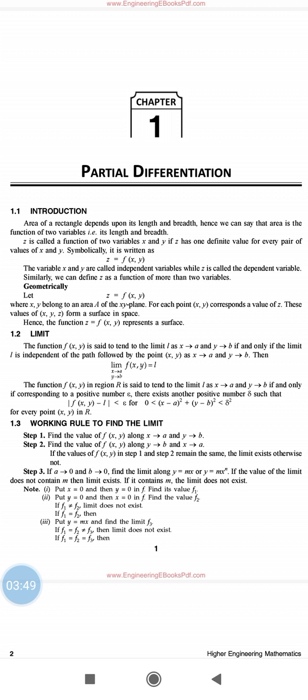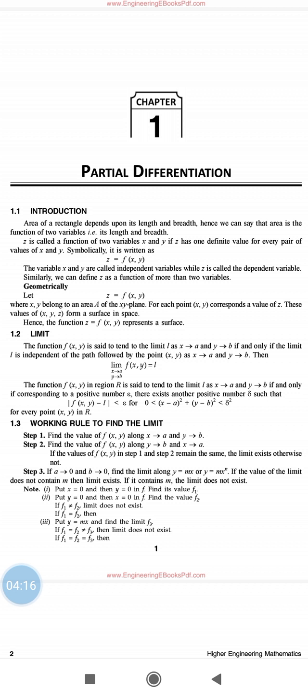Working rule to find the limit. How will you apply it in the problems? The working rule to find the limit: Step 1, find the value of f of x, y along x tending to A and then y tending to B. Step 2, find the value of f of x, y along y tending to B and then x tending to A. If the values in both steps remain the same, the limit exists. Otherwise, the limit does not exist.